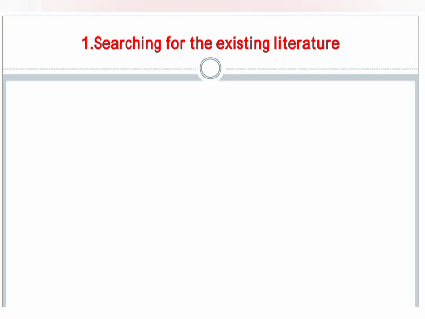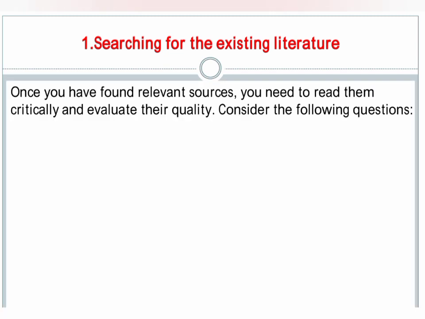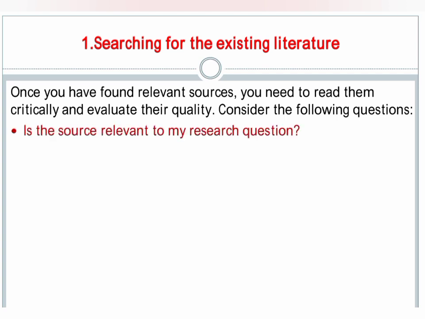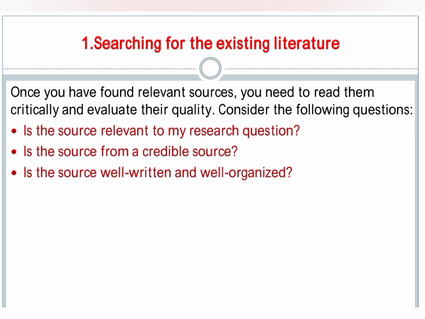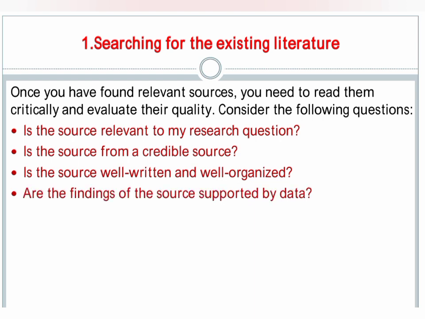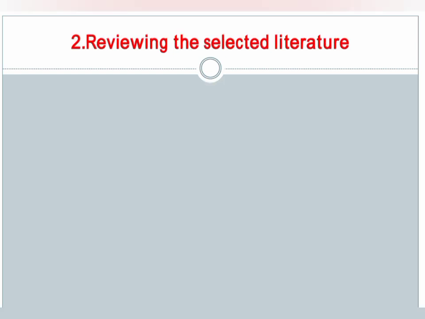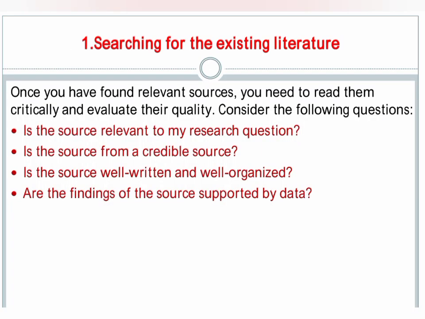So next, once you have found relevant resources, you need to read them critically and evaluate their quality by considering the following questions. Is the source relevant to my research question? Is it from a credible source? Is the source well written and well organized? Are the findings of the source supported by data? These are some of the questions a researcher must pose to himself in order to find the research problem.